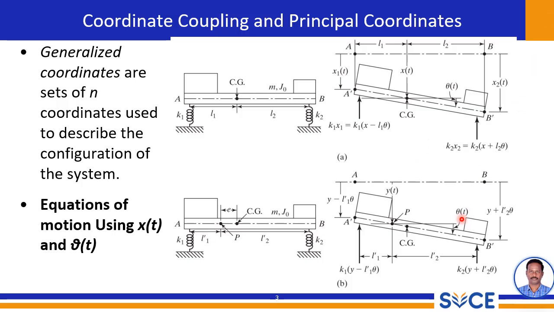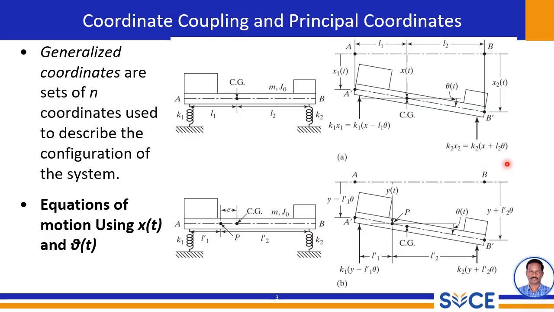Once again, we just look into the displacements. That is, the displacement of the first spring is x minus L1 theta. This shows how both linear and rotational displacements contribute to the spring deformation. Similarly, the displacement of the second spring also has both linear and rotational deformations.